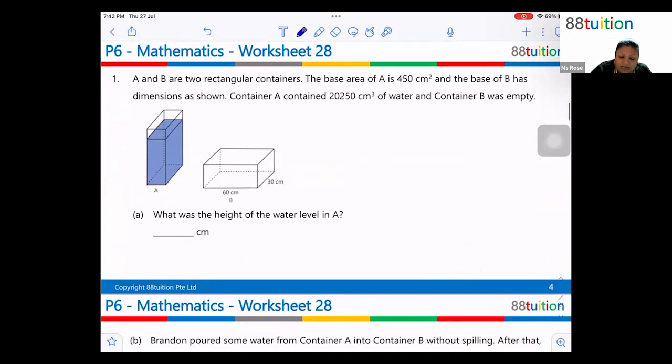So it says here, A and B are 2 rectangular containers. The base area of A is 450. I'm going to short form base area as BA. Base area 450 cm squared. And the base of B has the dimensions below. So here, if I were to find base area, it would be 60 times 30 to give me 1,800.